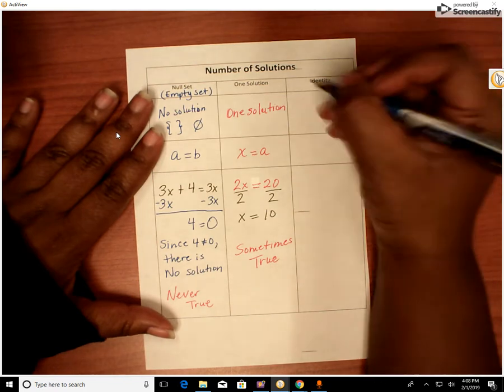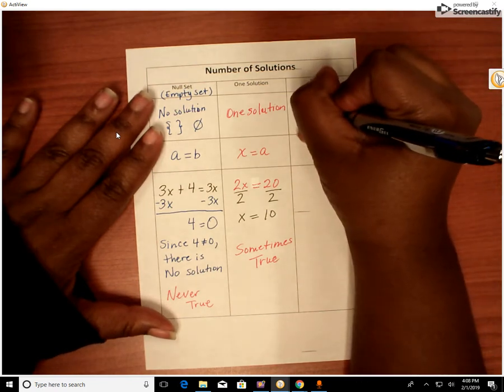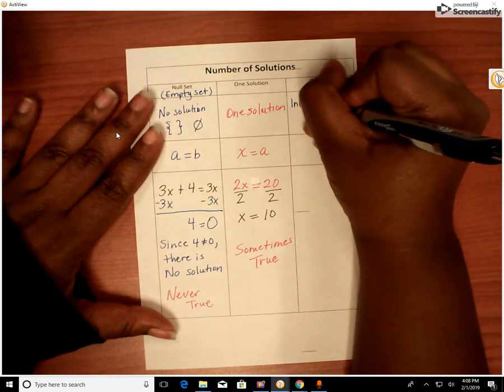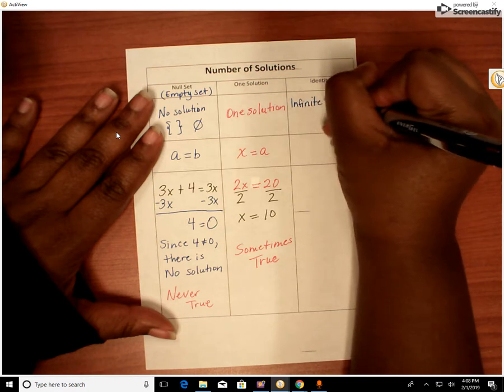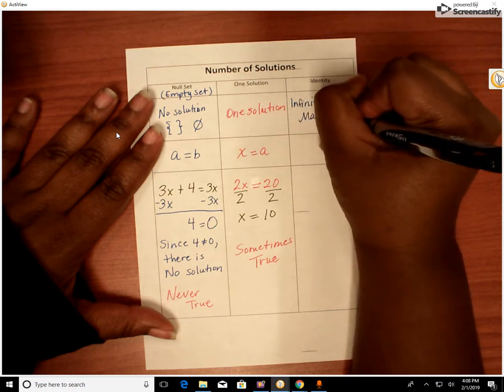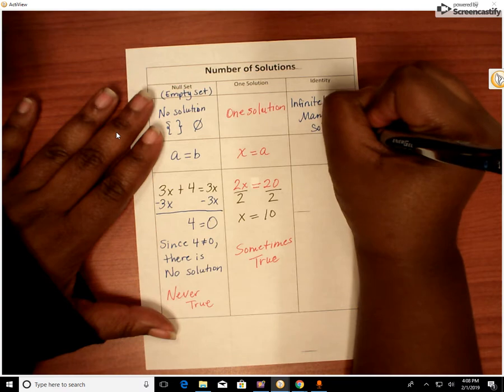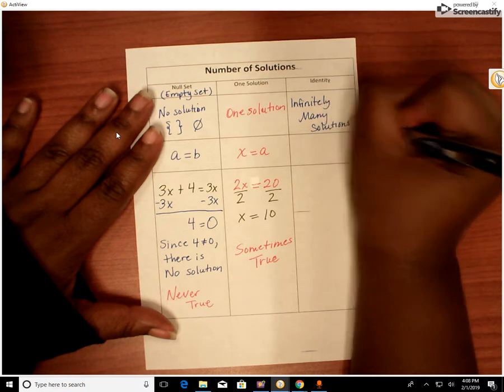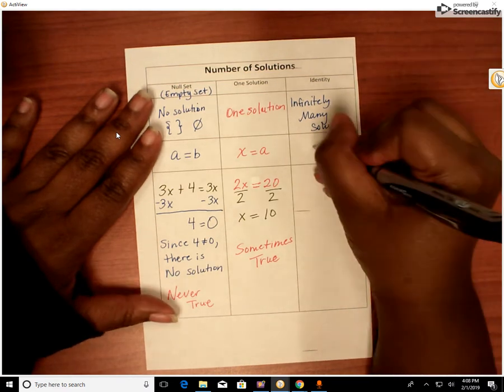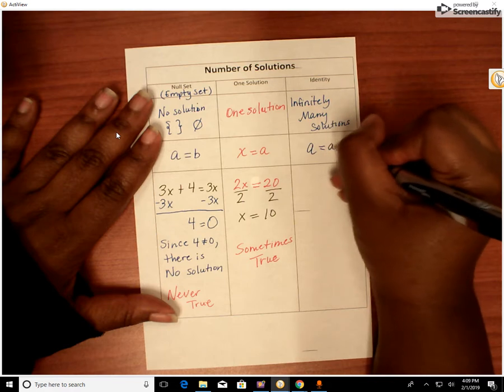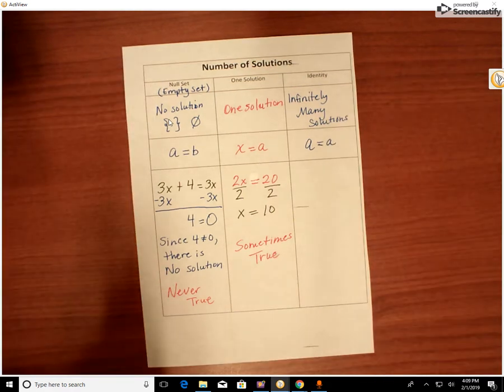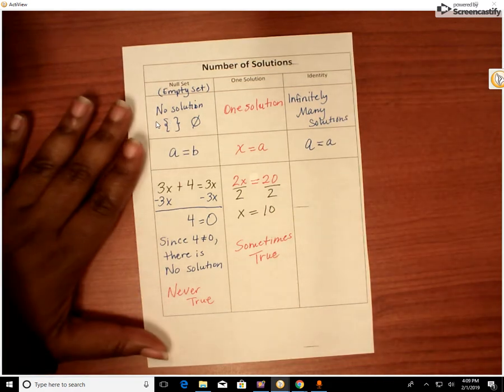And last but not least is identity. Identity is your infinitely many solutions. So A will always equal A. They will always be equal no matter what number you choose.